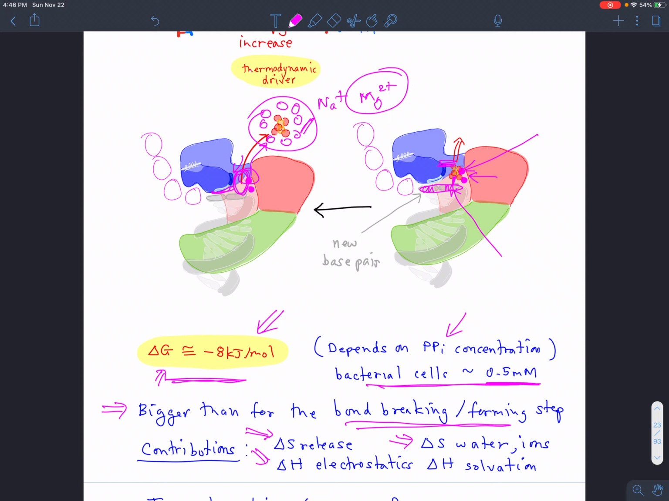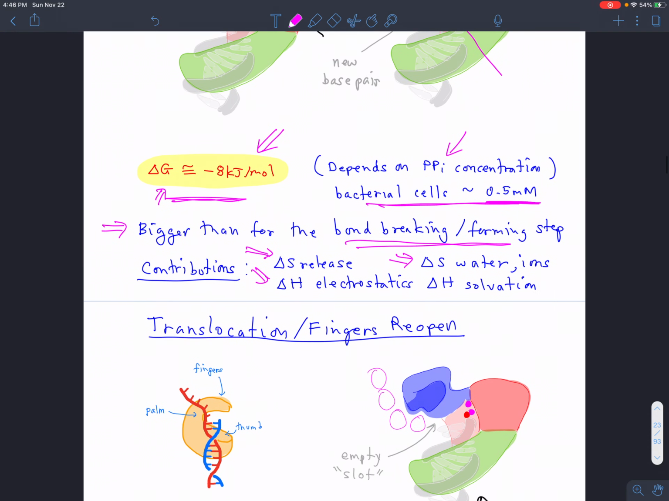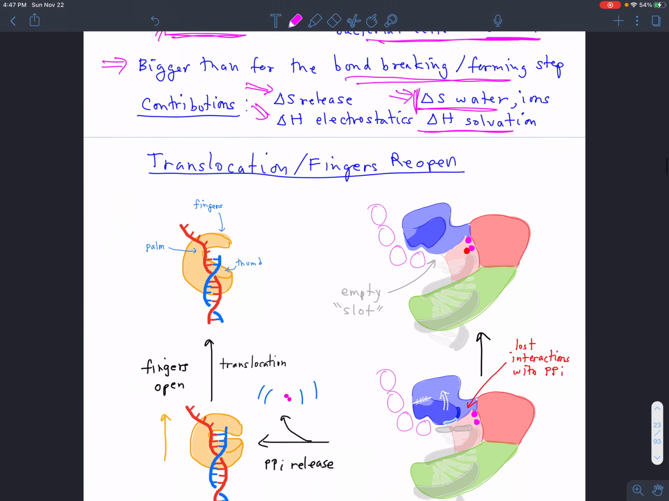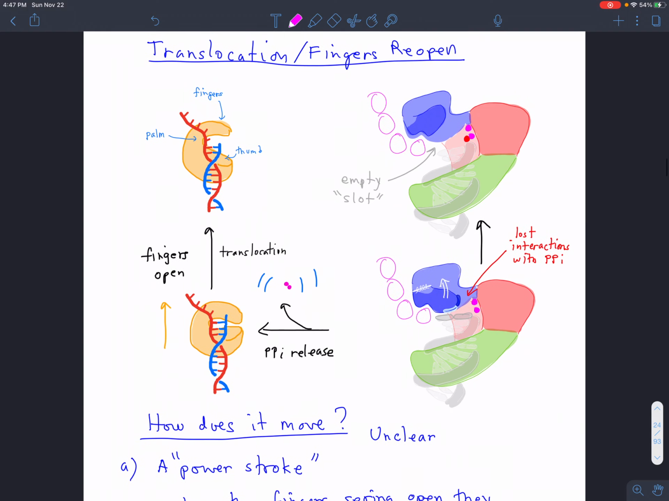Anyway, there's some magnesium in solution, and there has to be, polymerases don't work without magnesium. So these magnesiums are exchanging with magnesium free in solution all the time. So anyway, counterions out here, all that is resolvation, right? So that's the delta H of solvation. Also, there's a delta S for the rebinding of water or maybe release of water. It's hard to know what the sign of this is, but that's another probable contribution. Next step, and last one, the translocation and fingers reopening step.